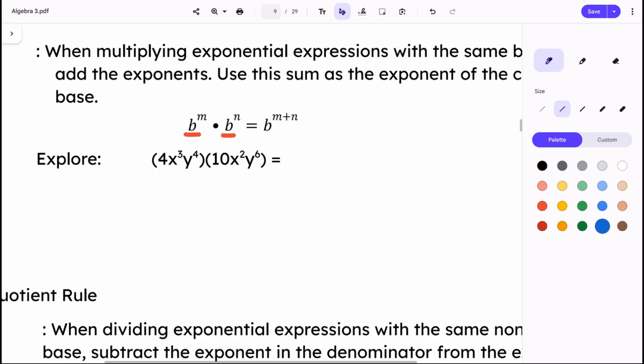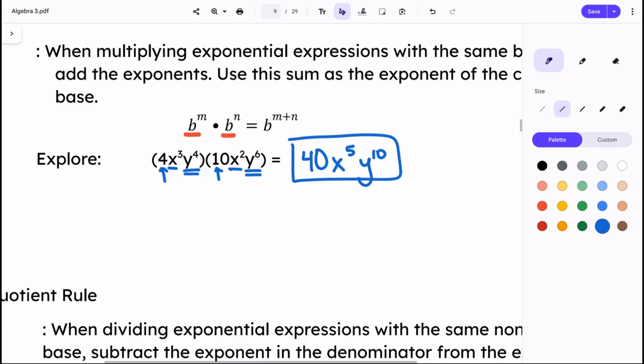I would just look to see what's similar. We do have a couple of plain numbers, 4 and 10, so you're just going to multiply those like you've done before. That becomes 40. Then I have an x to the third and an x squared. If you add those exponents, what do you get? Good, x to the fifth. And then for my y's, I have y to the fourth and y to the sixth, so it becomes y to the 10th. Good. So when you're multiplying, you add.